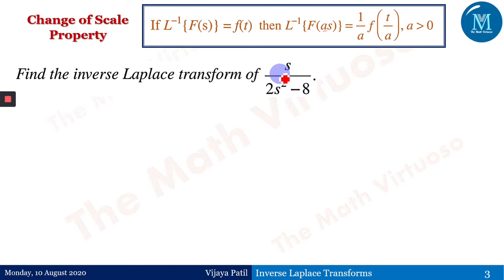Find the inverse Laplace transform of s upon 2s square minus 8. Now it is s upon 2s square minus 8, which is 2s upon 4s square minus 16. So what exactly have we done? We have multiplied and divided the numerator and denominator by 2. The reason is that I need to express my F(s) in terms of F(as). That means whenever I have an s, it should be accompanied by some constant a, and that should be the same throughout F(s).